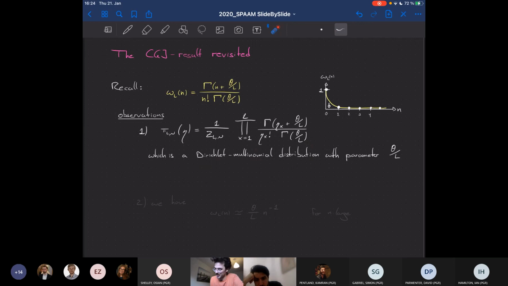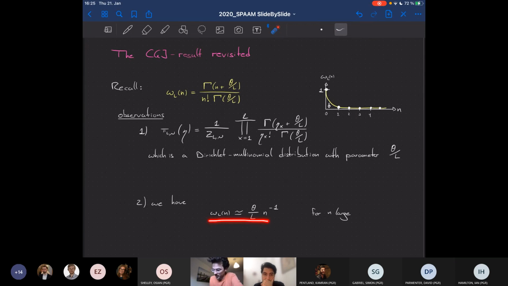So if you take the limit of distributions like this as L to infinity, you converge somehow to a Poisson-Dirichlet distribution with parameter theta. Obviously, it's a bit more subtle, but it's not at all surprising that we see a Poisson-Dirichlet distribution in the condensate here. On the other hand, the asymptotic behavior of our weights looks as follows.